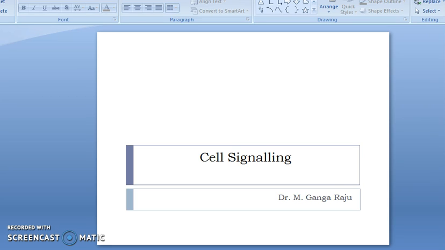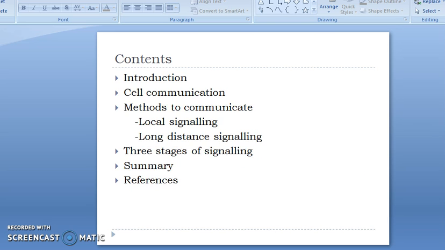As we know, a cell is considered the structural and functional unit of the body. But at the end of this session, I am very sure that we'll be very clear about why and how cells communicate. Before going into the topic, the contents to be discussed are introduction, cell communication, and the methods to communicate, whether they follow local signaling or long distance signaling. We'll also see the various stages of signaling, and finally the summary and the references.